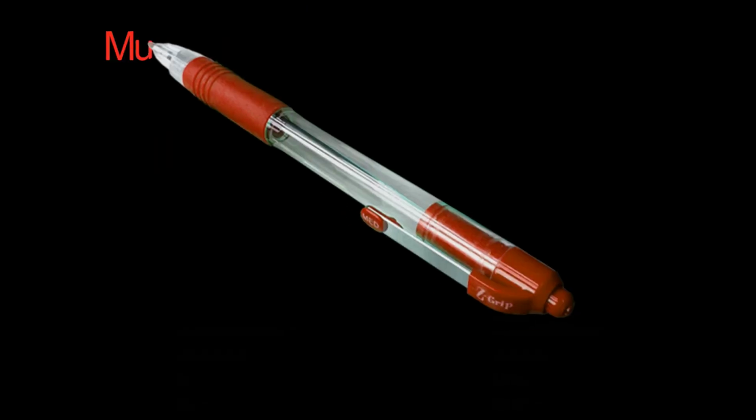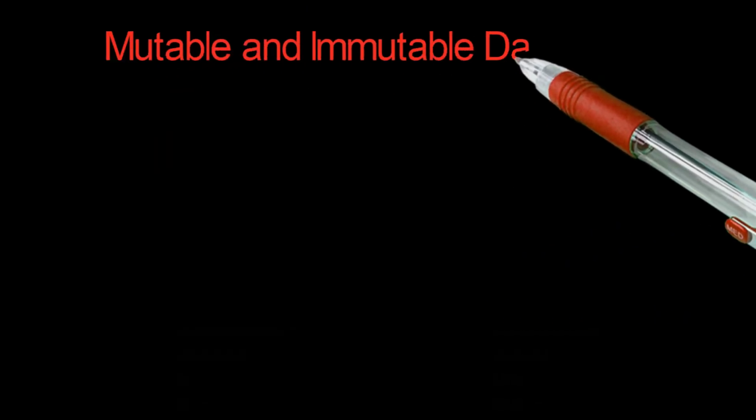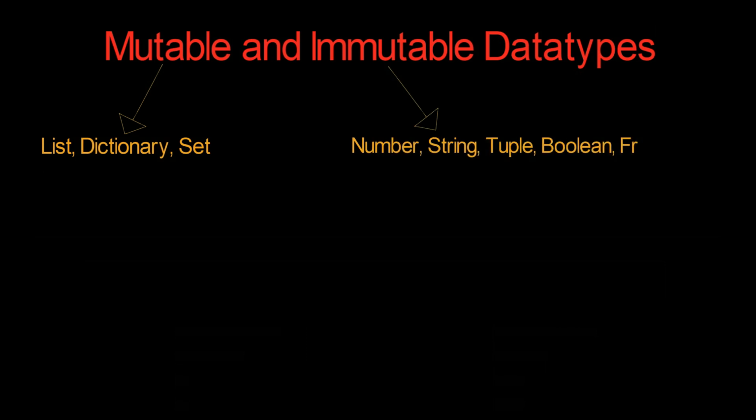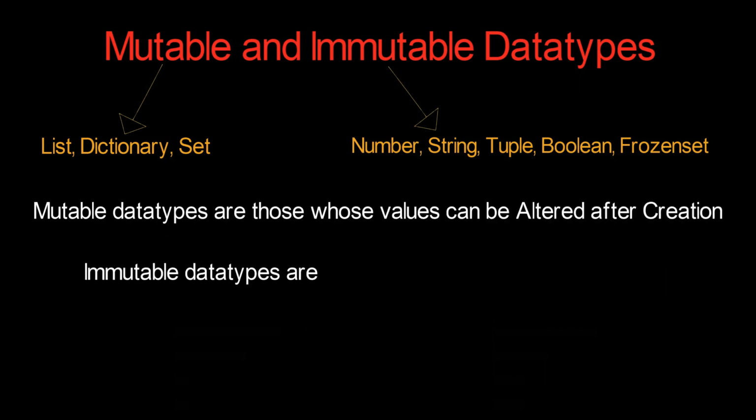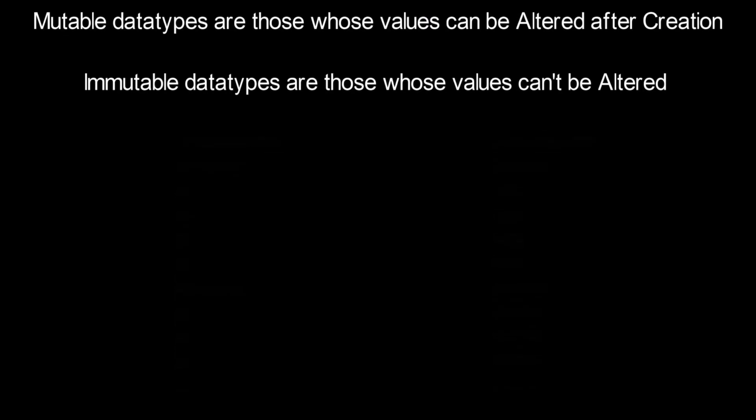Let's look at mutable and immutable data types in detail. Mutable data types: list, dictionary, set. Immutable data types: number, string, tuple, boolean, frozenset. To simply put, mutable data types are those whose values can be altered after creation, and immutable data types are those whose values cannot be altered. So let's consider an immutable data type which is integer and a mutable data type list to understand this properly.